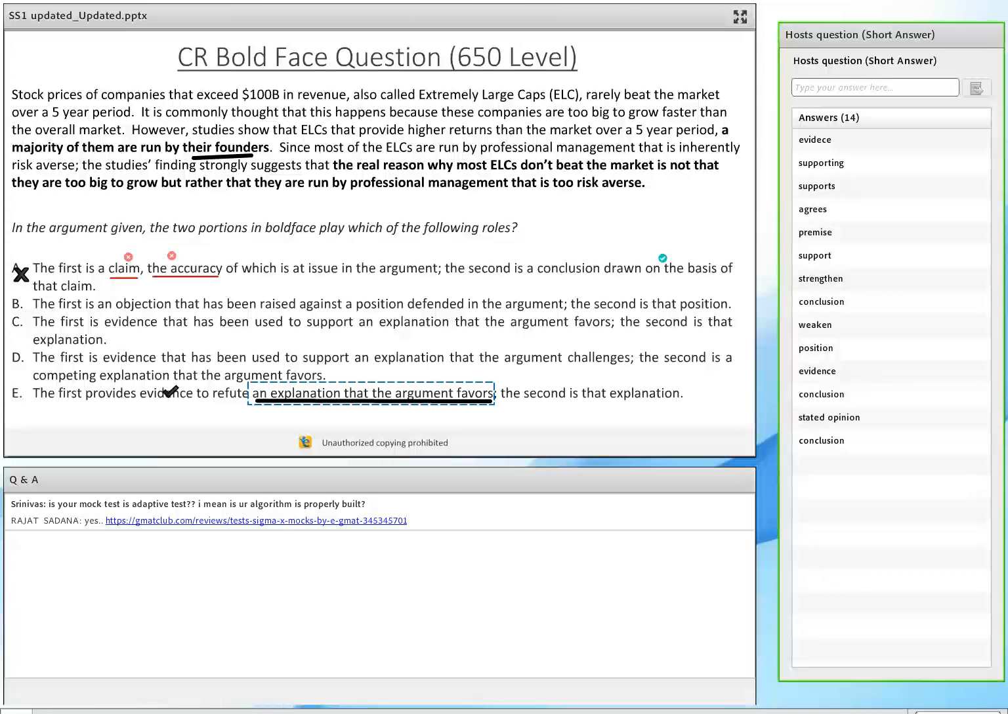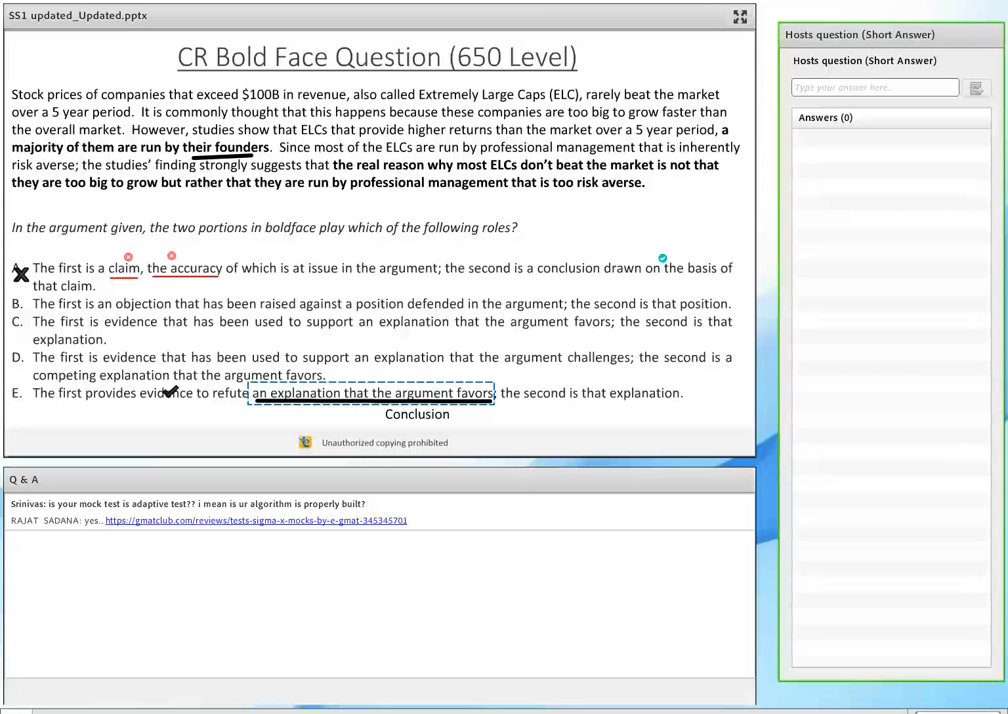So let's read this. The first provides evidence which goes against the conclusion. Now, does the first go against the conclusion? A majority of them run by their founders. Does it support the conclusion or does it refute? It supports the conclusion, and because of this, choice E for elephant is wrong. Even though a number of parts of choice E were correct, because of this word refute, choice E is wrong, because the first doesn't go against the conclusion.